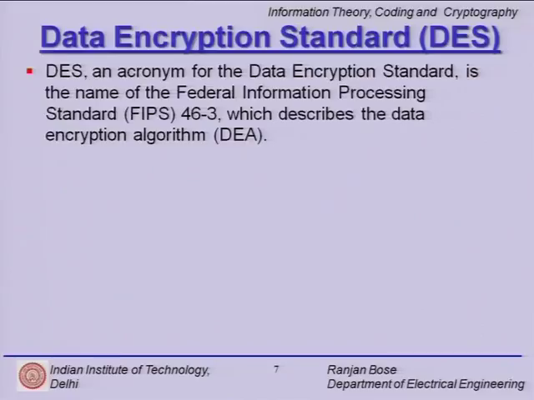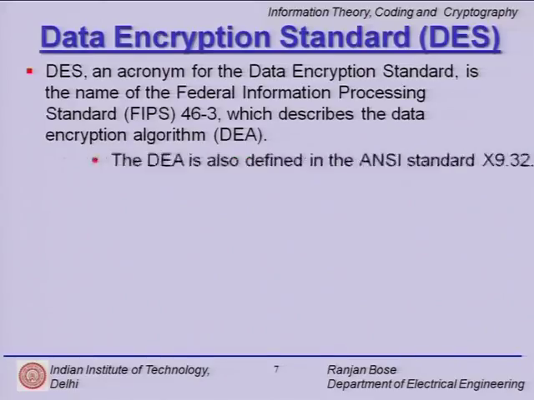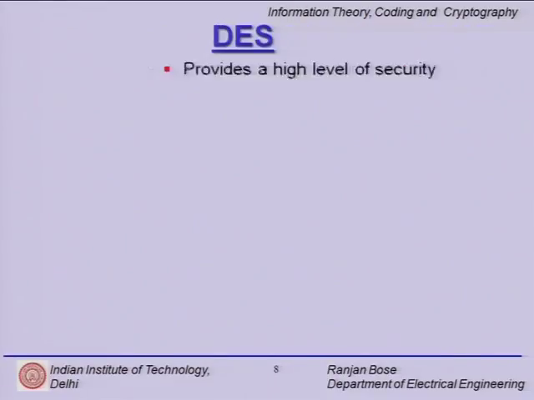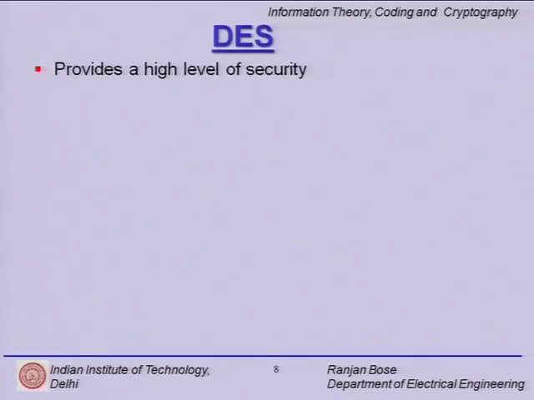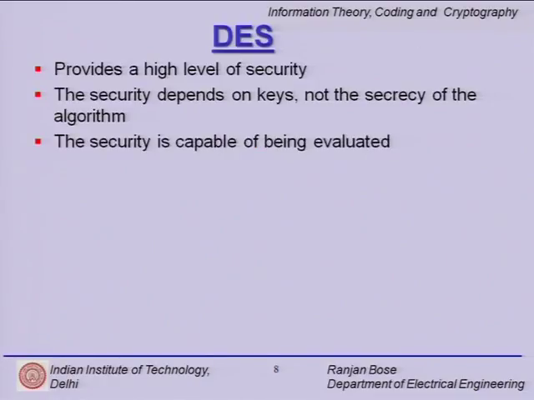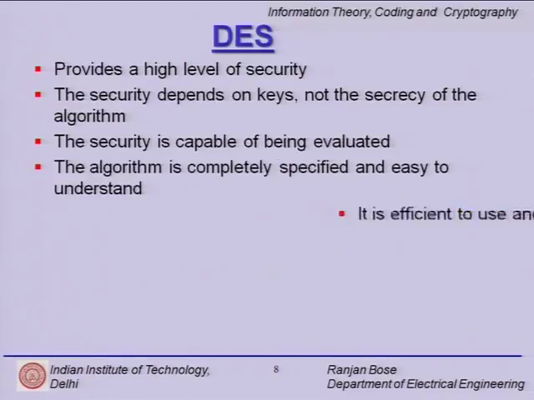We look at the Data Encryption Standard from the classical perspective, because it is now obsolete. It has been replaced by AES, the Advanced Encryption Standard, but for classical reasons let us look at it. It was created by IBM in the 70s, and it provided, and still provides, a very high level of security with a limited key size. Remember, the security depends on the key and not on the secrecy of the algorithm. The DES algorithm is out in the open.